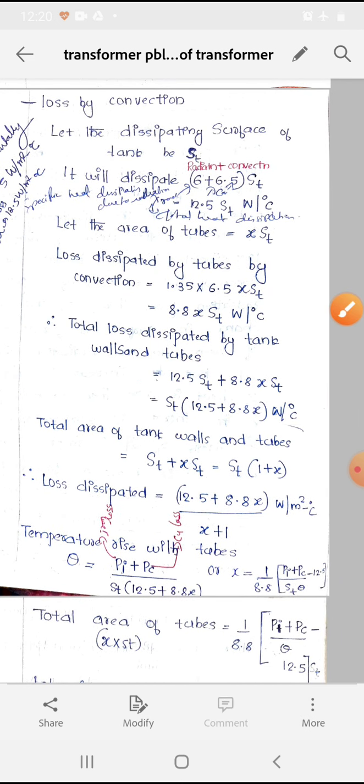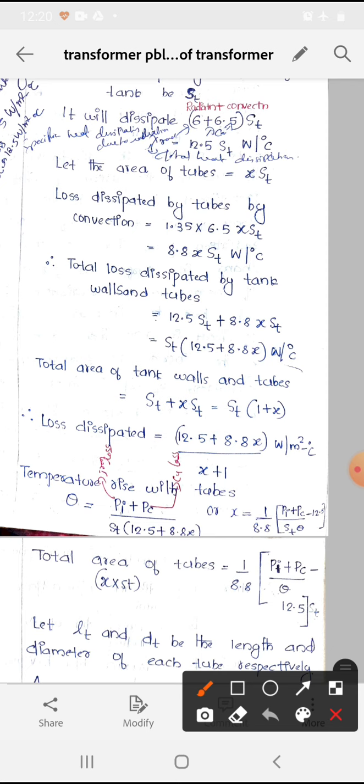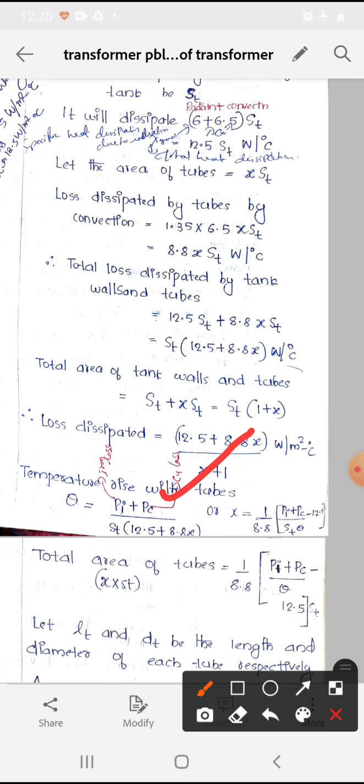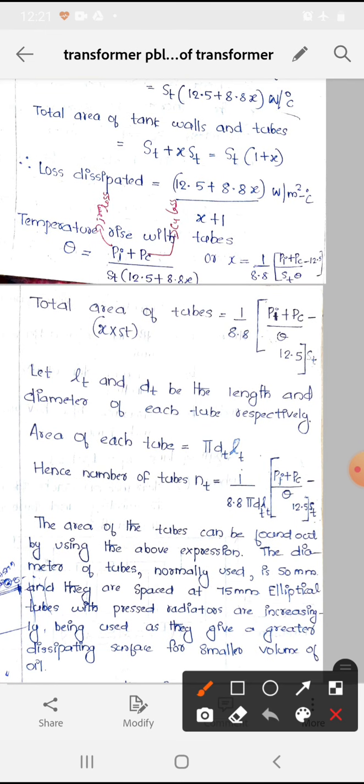So we will get 12.5 plus 8.8x over x plus 1. We just have to memorize this value and this step only. So the temperature rise with the tube is theta equal to (Pi plus Pc) by ST (12.5 plus 8.8x), where this is iron loss and this is copper loss. From here we will get the value of x, and the total area of tube, x into ST, is equal to 1 by this value.